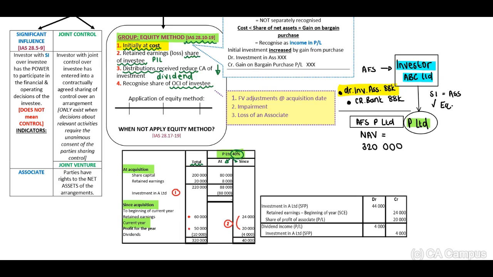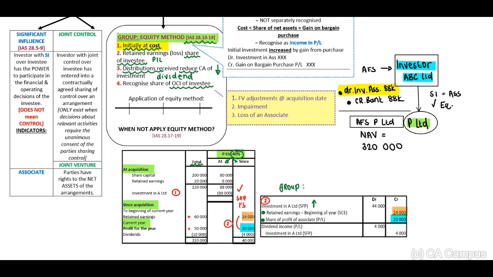Therefore, if you look at my journals on the right side, remember our first journal is already included in the separate financial statements of ABC Limited. Now, my second step of journals, we debit the investment in our group. Remember, this is now in terms of our group, the equity method. We debit the investment, therefore our asset value will increase. We credit our retained earnings with a portion relating to our retained earnings, 24,000. And we credit our share of profit of associate with the 20,000.